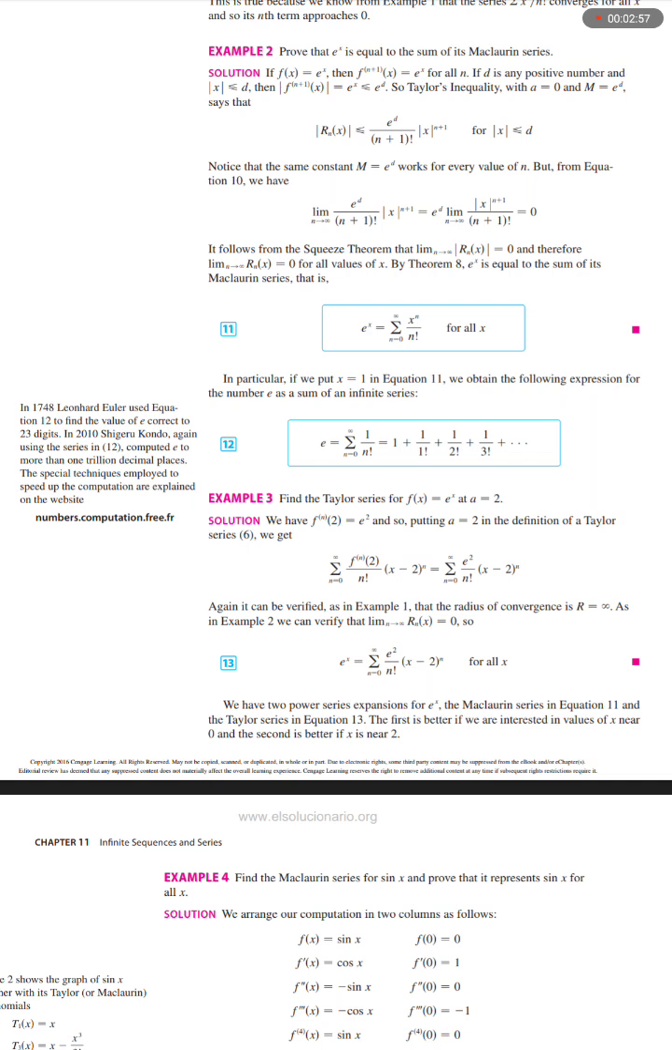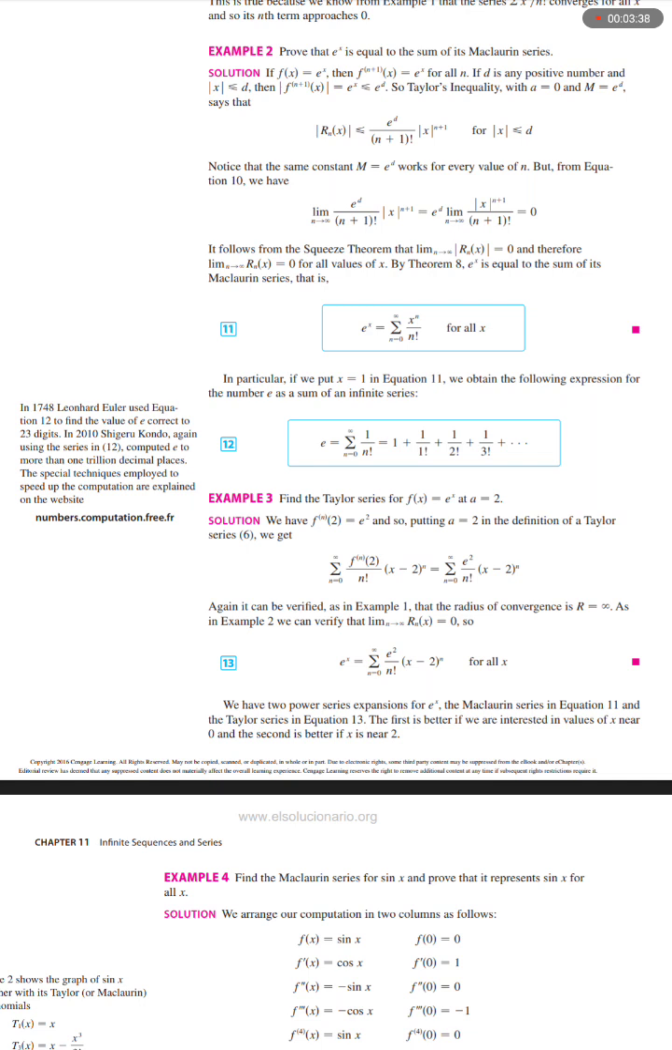In particular, if we put x equals 1 in equation 11, we obtain the following expression for the number e as a sum of an infinite series. Theorem 12: e equals the sum from n equals 0 to infinity of 1 over n!, which equals 1 plus 1 over 1! plus 1 over 2! plus 1 over 3! plus ellipsis.